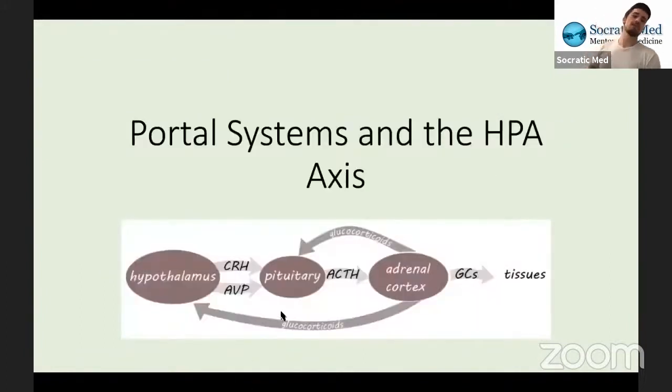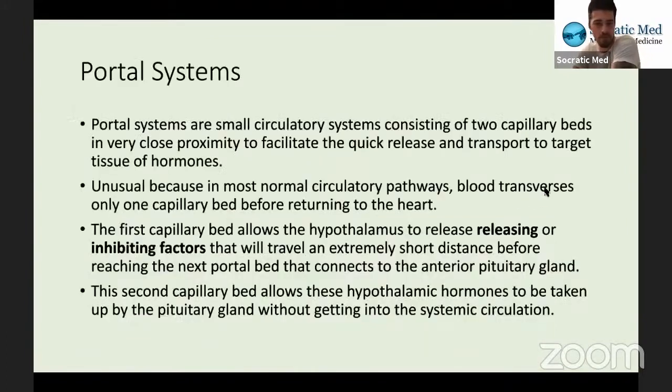Okay, so the next part of the lecture is going to be about portal systems and the HPA axis. I put a little graphic at the bottom. It just demonstrates very basically what the negative feedback loop regarding this specific hormonal pathway is, and we're going to talk about that a little bit moving forward. So a little bit about portal systems.